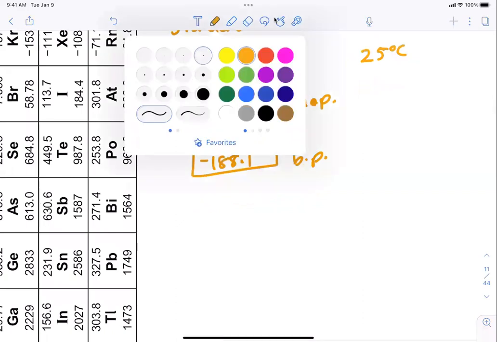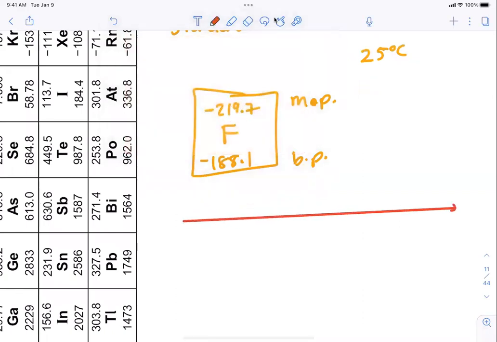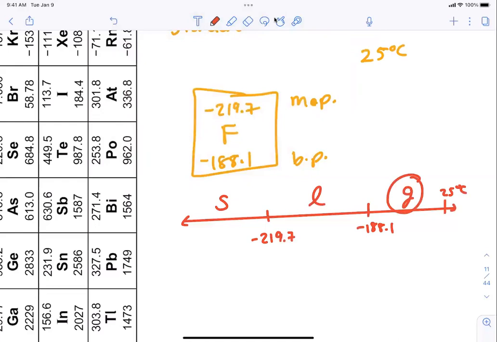So the way I would think about it is, if I think about a temperature kind of timeline, and this is negative 219.7, and this is negative 188.1, then anything lower than negative 219.7 is a solid. Anything between those two values is a liquid because it's melted but not boiled. And then anything above that is a gas. So when you think about 25 degrees Celsius, it's way above the boiling point. So it's going to be a gas at standard temperature. So all the elements, you can deduce the standard state of matter based on these values, melting points and boiling points. Okay.